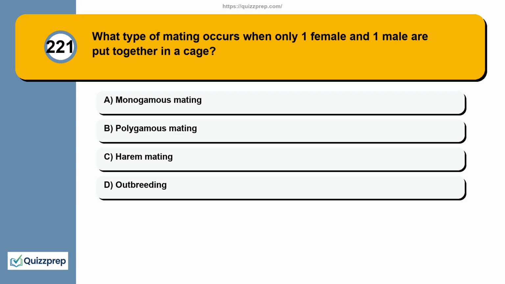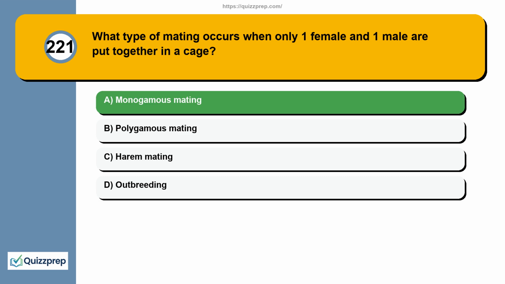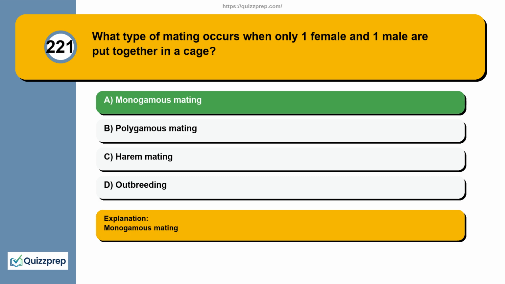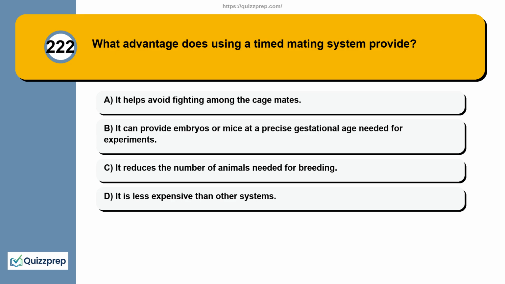Question 221. What type of mating occurs when only one female and one male are put together in a cage? Option A. Monogamous mating. Option B. Polygamous mating. Option C. Harem mating. Option D. Outbreeding. The correct answer is option A. Monogamous mating.